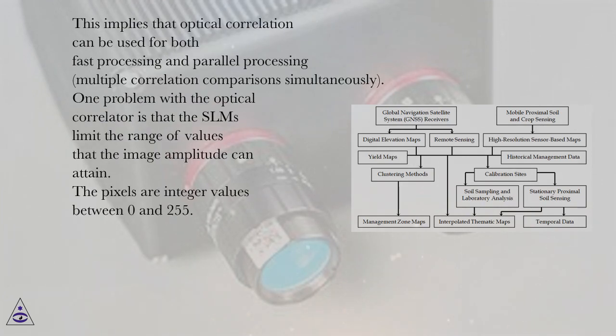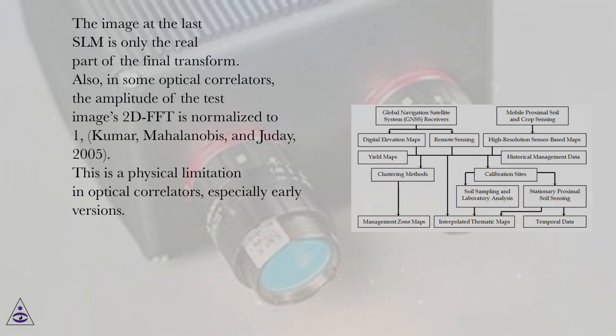This implies that optical correlation can be used for both fast processing and parallel processing, with multiple correlation comparisons simultaneously. One problem with the optical correlator is that the SLMs limit the range of values that the image amplitude can attain. The pixels are integer values between 0 and 255. The image at the last SLM is only the real part of the final transform.